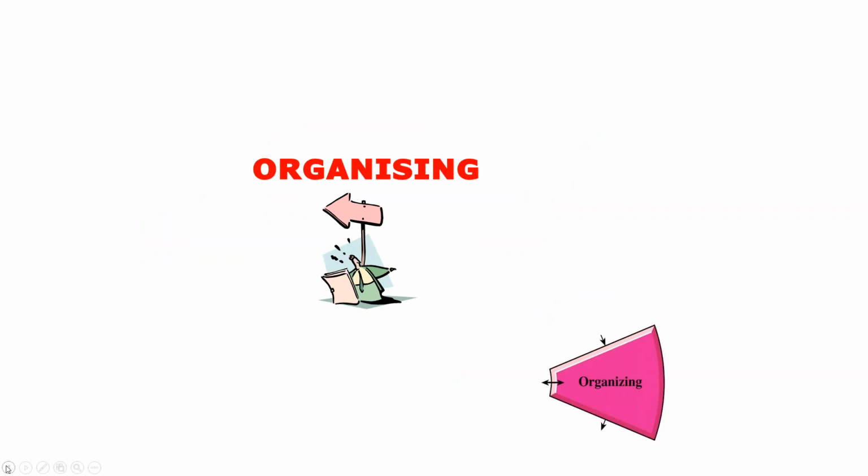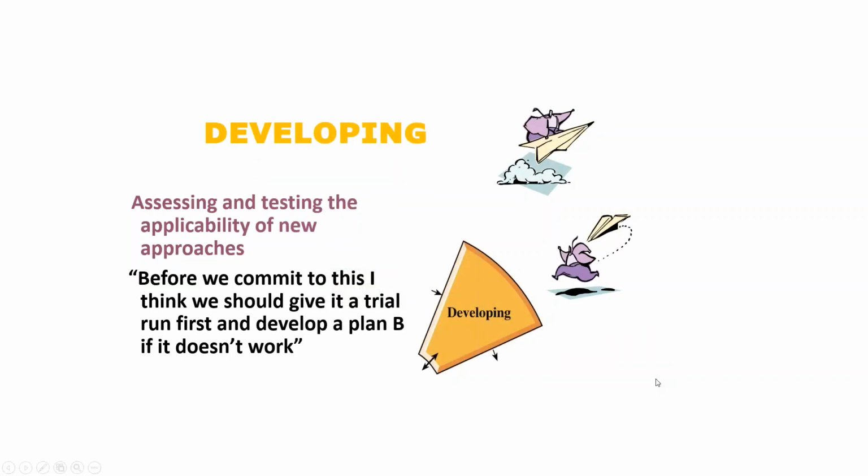The next particular role that's important in the development of a solution to a problem is that we need to then start to develop some strategies and ideas about how we might resolve this problem in a little more detail than previously. At least strategically, we have to consider that. So people who like doing this will have a tendency to assess and test the applicability of new approaches. So they'll want to know how things will work. Hence, you can see the paper plane over on the right-hand side.